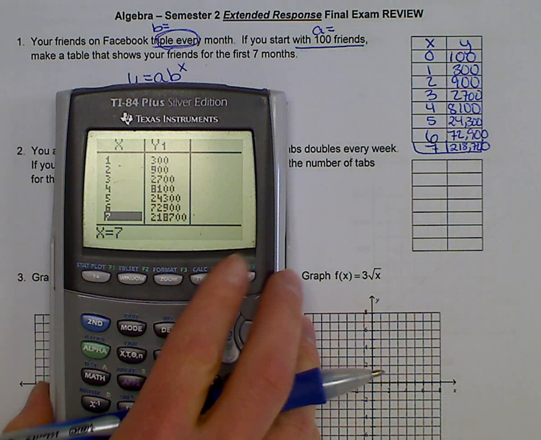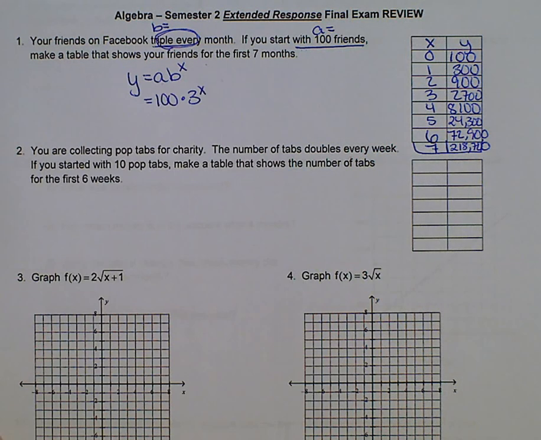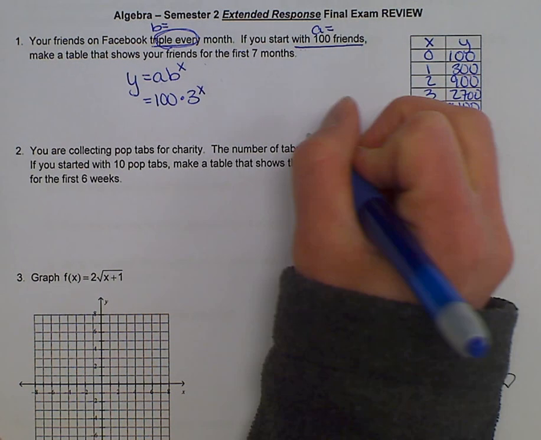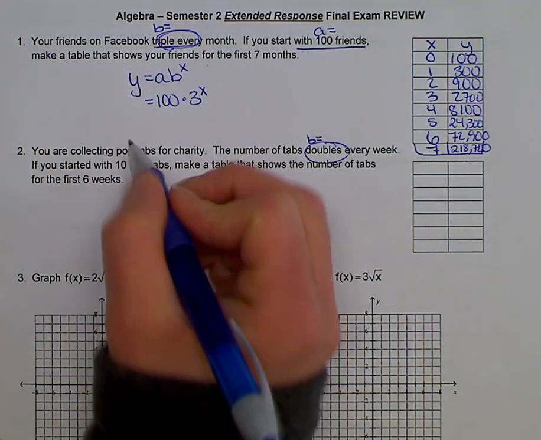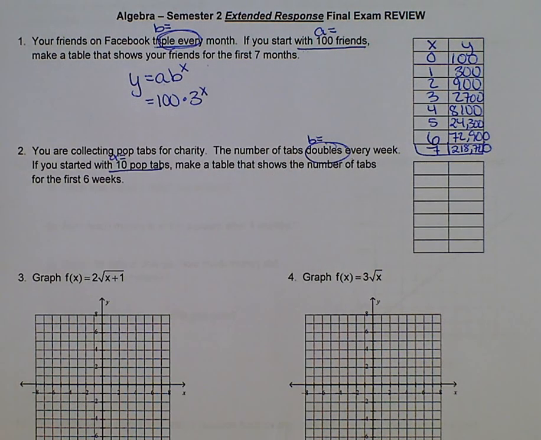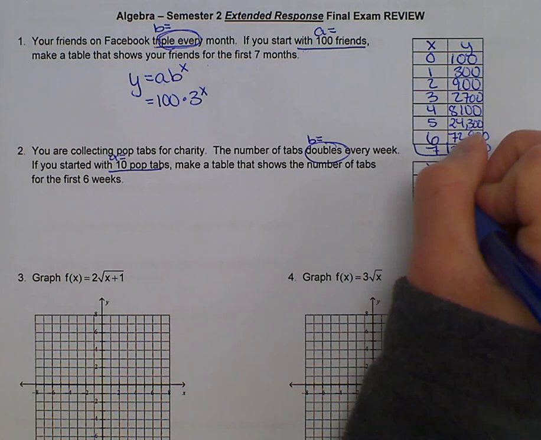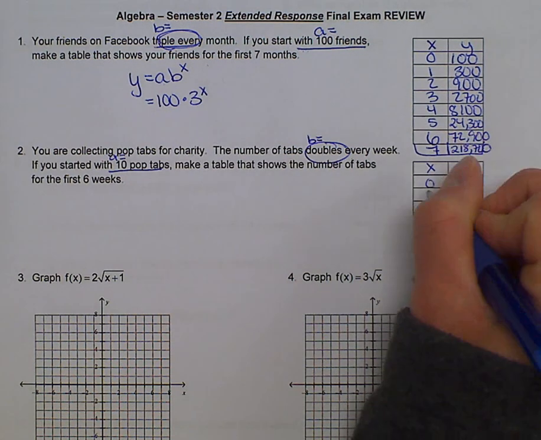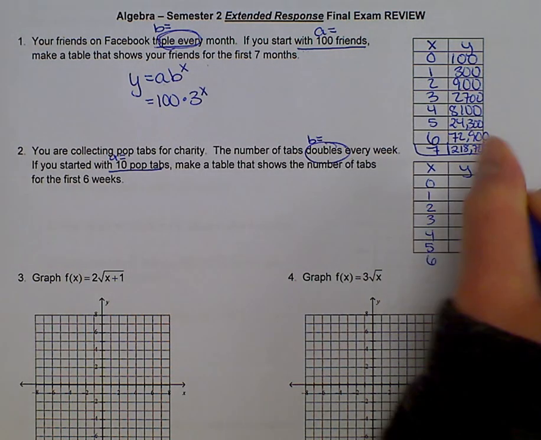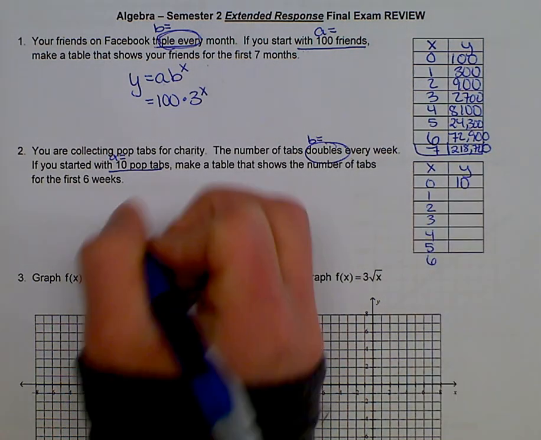Okay, number 2, you are collecting pop tabs for charity. The number of tabs doubles every week. If you start with 10 pop tabs, make a table that shows the number of tabs after the first 6 weeks. So we're going to start at 10. This is another exponential growth.